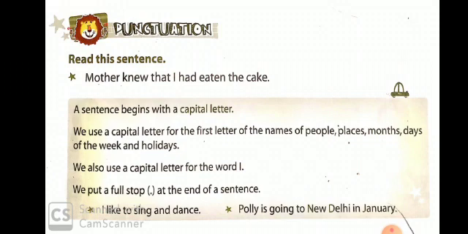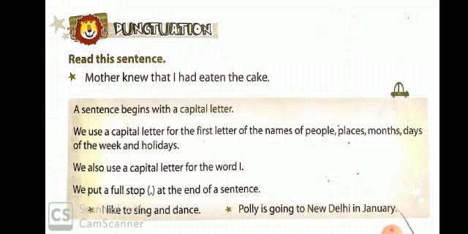When we begin to write any sentence, we write its first letter in capital, or you can say a sentence begins with a capital letter. We use a capital letter for the first letter of the names of people, places, months, days of the week and holidays. We also use a capital letter for the word I. We put a full stop at the end of a sentence.